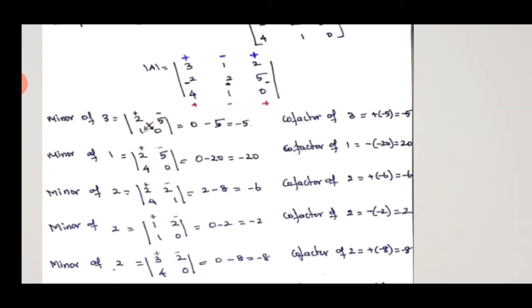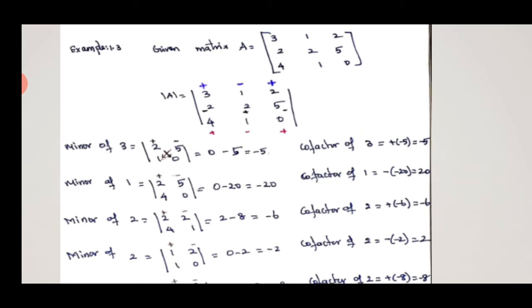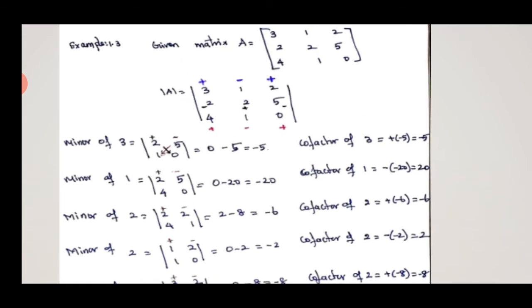That's quite simple. We have signs here. You can see the blue color, plus minus plus. So for the minor of 3, the answer is minus 5. With that, multiply the sign. So plus into minus 5 is minus 5. Next, the minor of 1 is minus 20. What sign do we have above 1? Minus. So minus of minus 20 will become 20.